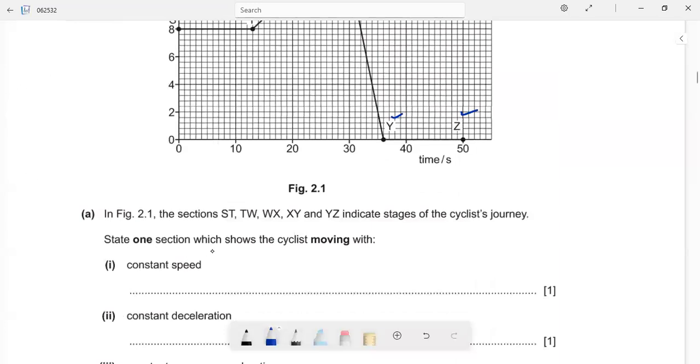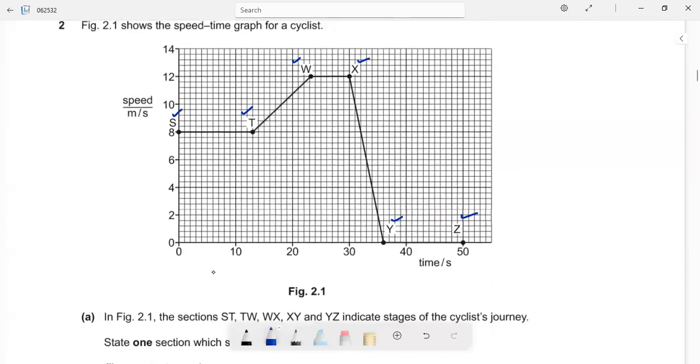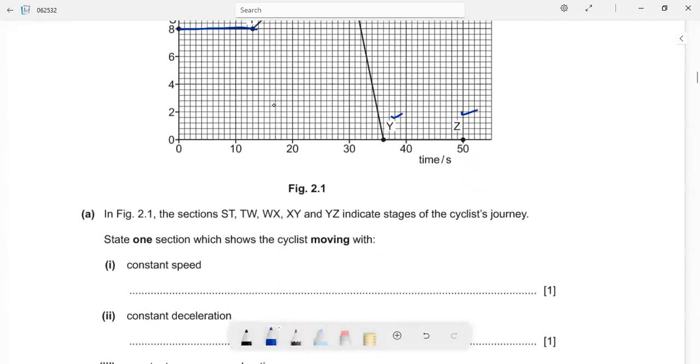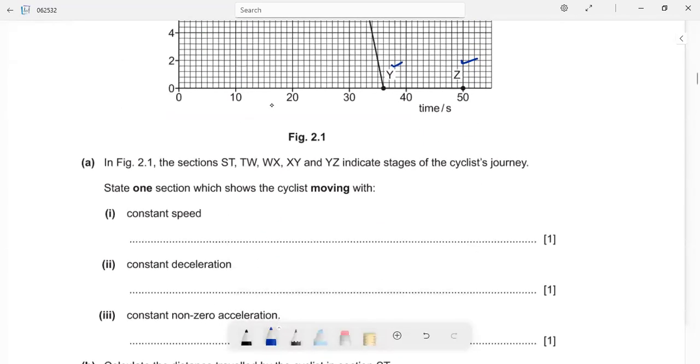State one section which shows the cyclist moving with constant speed. Here you can see this is constant speed, that is ST. This is in constant speed. WX also, the cyclist is moving in constant speed. So any one we can write, we'll be writing here ST.